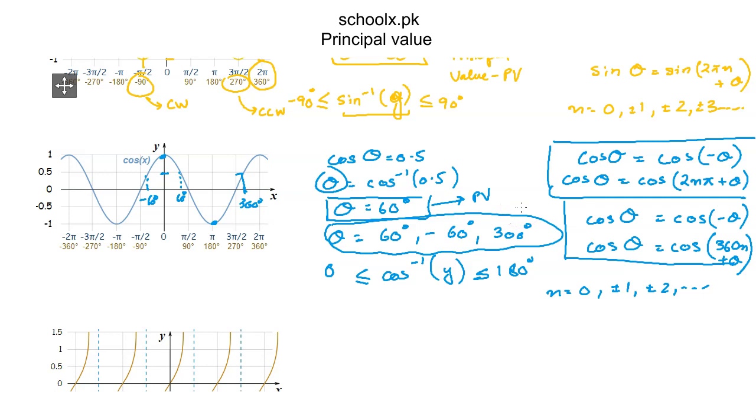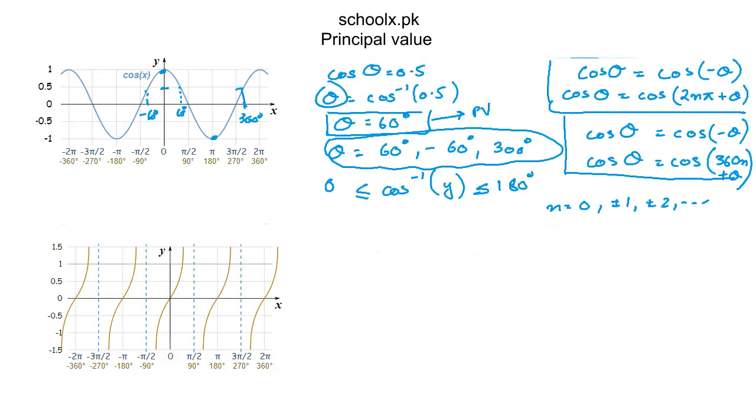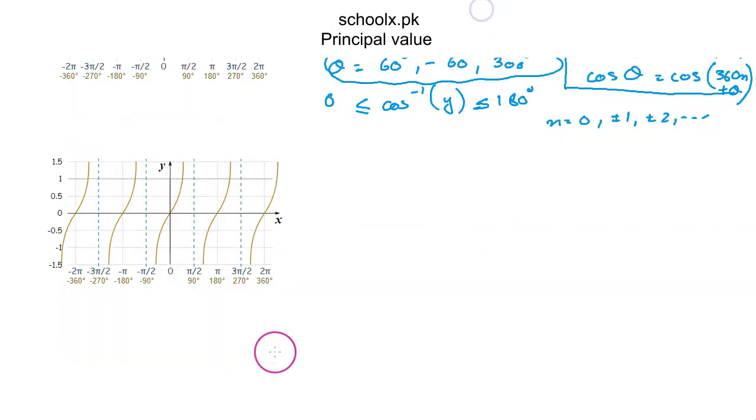Now moving on to the tangent part. Here you can see that the time period of tangent is not 2 pi as in the case of sine and cosine. It goes from negative pi to positive 2 pi, so it is basically pi. The time period is pi, or you can say 180 degrees.